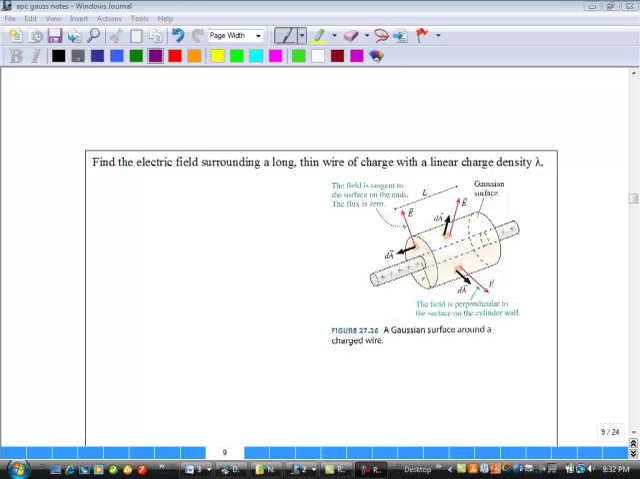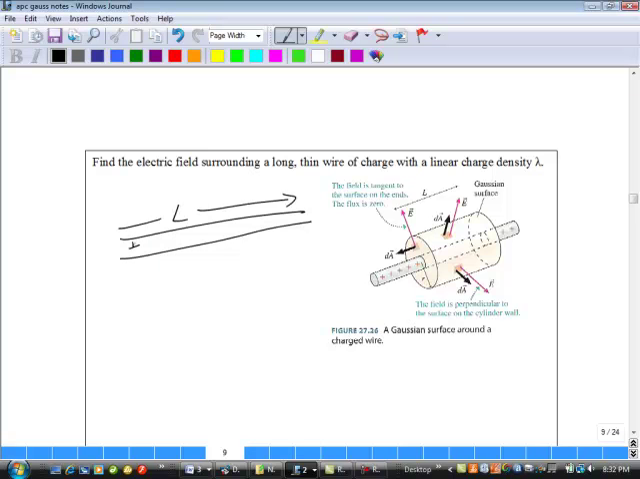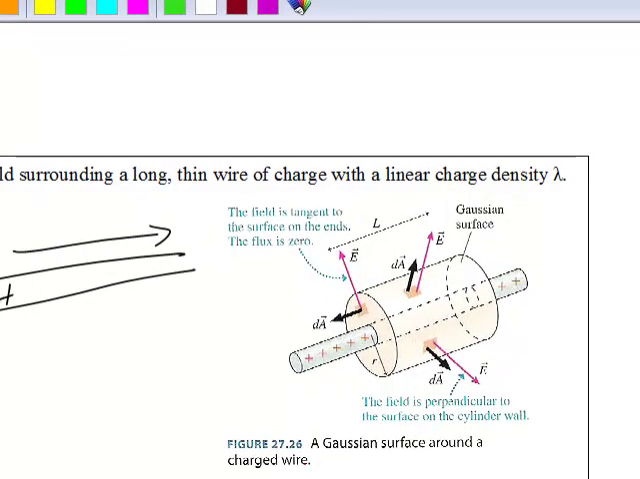This is a really typical problem. What we're going to have is a long, thin wire, very long, of some length L, that is completely charged, and it says it has linear charge density. You need to remember that linear charge density is lambda, which is charge per unit length.